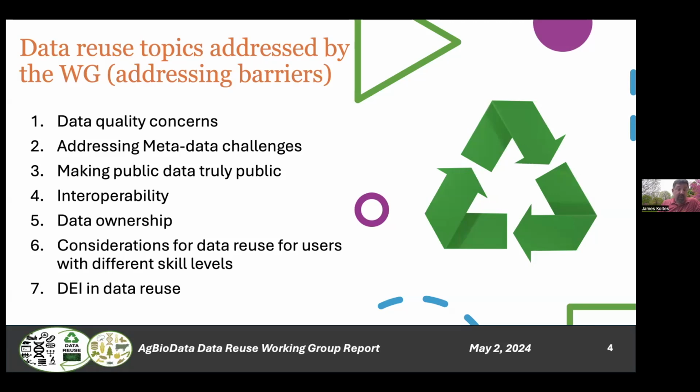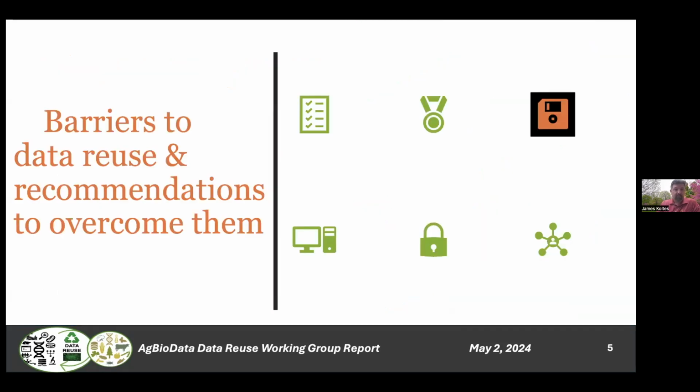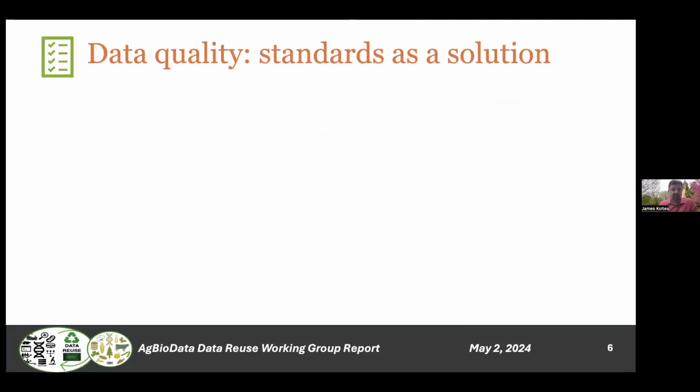Making data truly public when it says it's public is still a challenge. Interoperability of data, data ownership, in particular public versus private data, and how that can be shared. Considerations for data reuse for users with different skill levels, and then diversity, equity, inclusion in data reuse. So starting by talking about some of those specific barriers and then some recommendations to follow, or some ideas to move forward, in bold below these points.